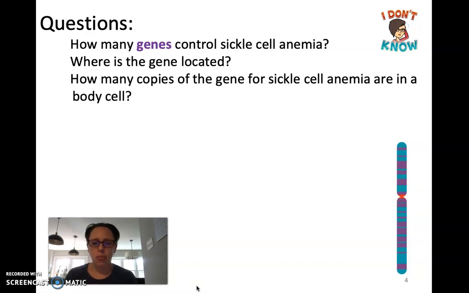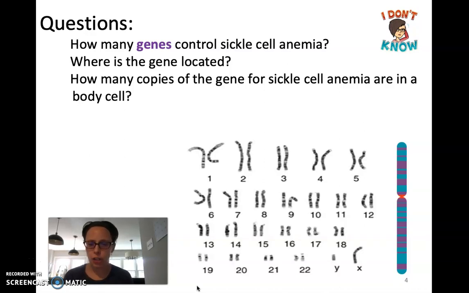Okay, now, how many copies of the gene for sickle cell anemia are in each body cell? I want you to highlight the word copies there, meaning how many genes do we have in each and every cell for sickle cell anemia? To help us answer that question, I'm going to show you this picture, and we all know what this is by now. This is called a karyotype. Here's a picture of all the genes in one of your cells.